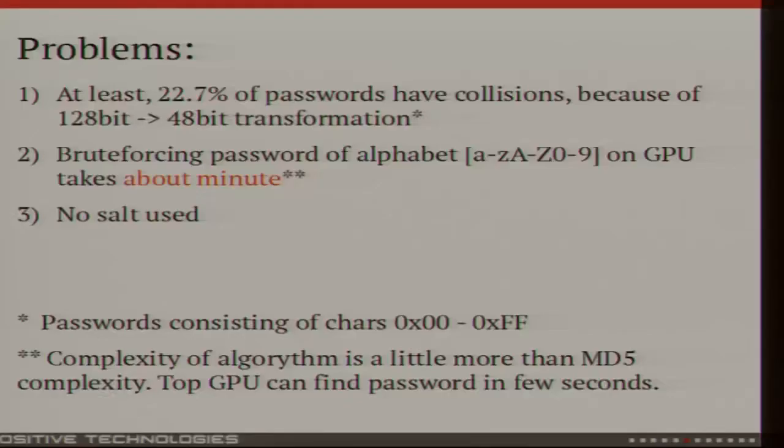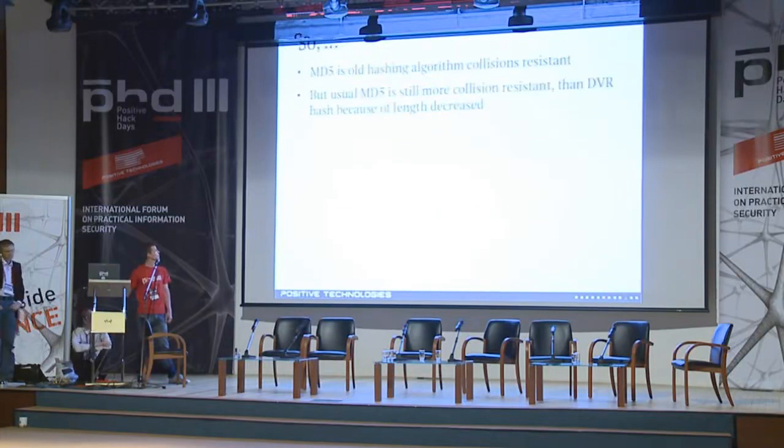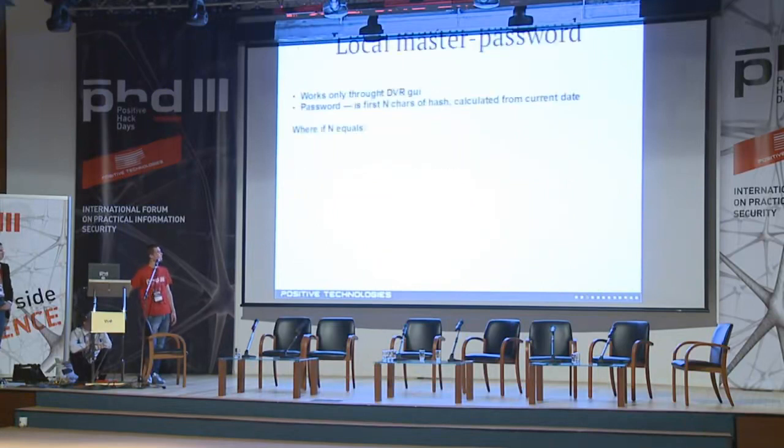And brute forcing passwords of alphabet, capital and small letters will take less than a minute. Salt is not used. And for calculations, we've taken into consideration that the computational cost of the algorithm is equal to MD5 because, well, no complexity. MD5 is a hashing algorithm which is not really resistant to collisions, but regular MD5 could be even more reliable and more resistant. And the length of the password is limited to 6 characters only, but brute force is too complicated.